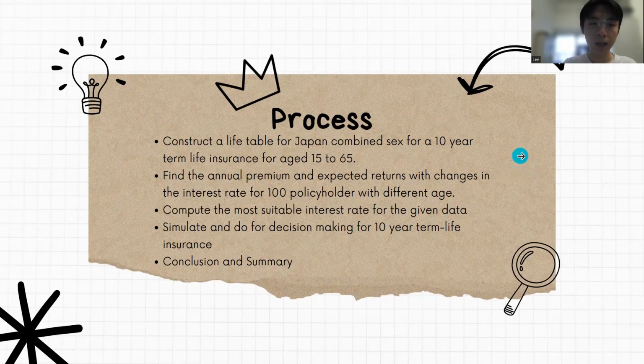Second, our aim is to find the annual premium and also the expected return with changes of interest rate for 100 policy holders with different ages. The third one is we compute and find which is the suitable interest rate for the given data. And the fourth one will be we do simulation and lead to our decision making for making the 10-year term life insurance. The last will be conclusion and summary.